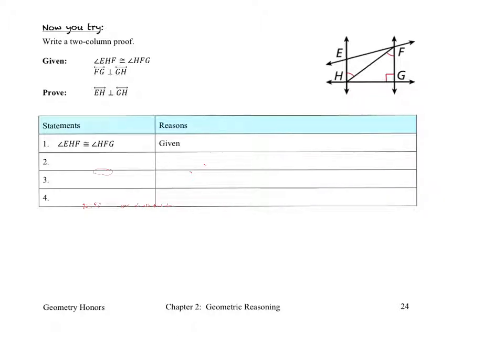And we're missing a given here, so I'm going to throw that in. FG, let's mark my parallel lines too. Now line FG is perpendicular to line GH. That was given. Let's look at that. Line FG, it's marked here for me, is perpendicular to line GH. Well, why would they tell me that? If one pair of intersecting lines is perpendicular, then another pair would be as well. So now I can prove that line EH is perpendicular to line GH by the perpendicular transversal theorem.